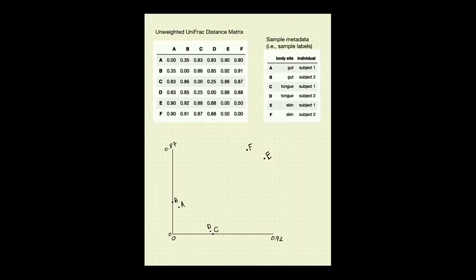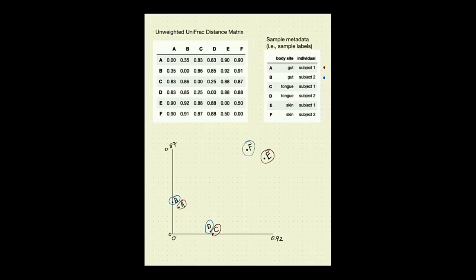say we'll color the subject one samples in red, and we'll do the subject two samples in blue. And so sample A would be red, sample B would be blue, sample C would be red, sample D would be blue, sample E would be red, and sample F would be blue.